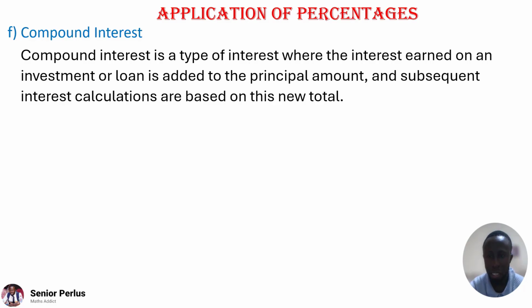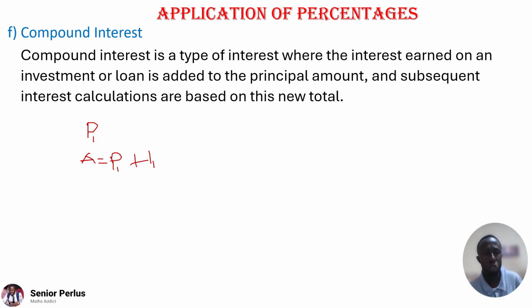So maybe the principal at the end of the first year, that's P1, that's my principal. Then I'll calculate the interest on the first year, then I'll add it to the principal. That's all, to get the amount. So I'll calculate the interest on it, so the first year plus the interest on the first year.